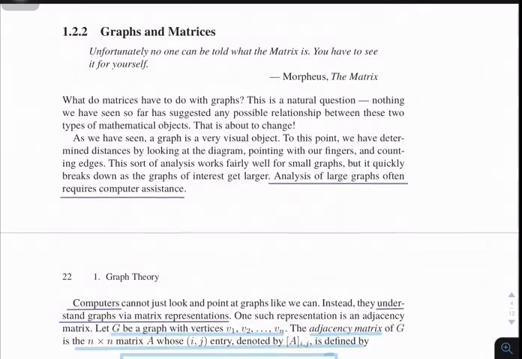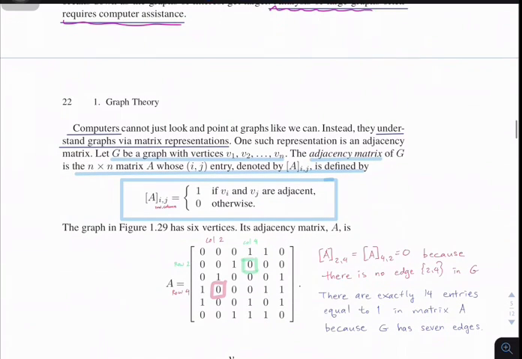And now we want to talk about the connection between graphs and matrices. So one reason why we might want to connect them is that when we have large graphs, their analysis often requires computer assistance, and computers are very good at working with matrix representations. And one possible way to represent a graph with a matrix is using the adjacency matrix.